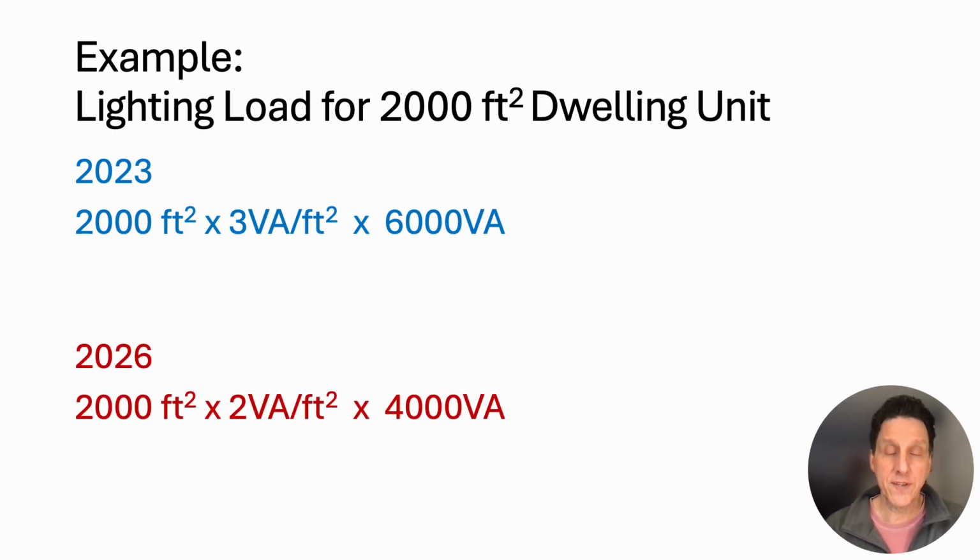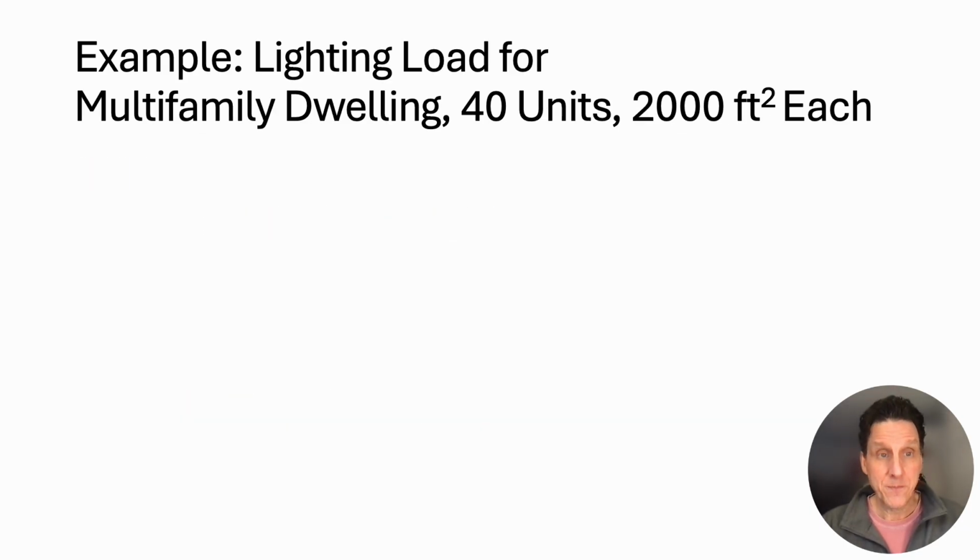Now for 2026, that's a pretty significant change, right? It's still 2,000 square feet, but now we're multiplying by 2 volt amps per square foot instead of 3 volt amps per square foot. So now the lighting load is only 4,000 volt amps. That's a pretty big change right there. And when we look at multifamily dwellings, it's even a bigger change.